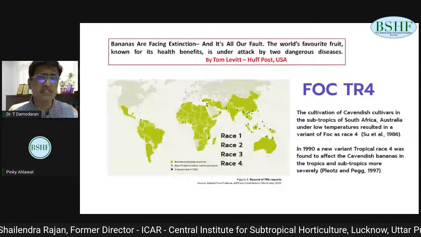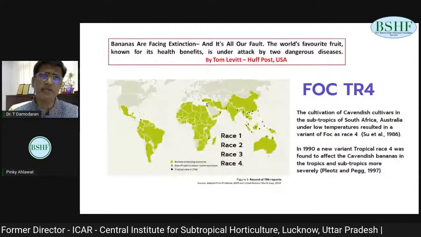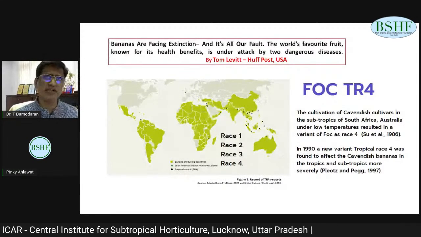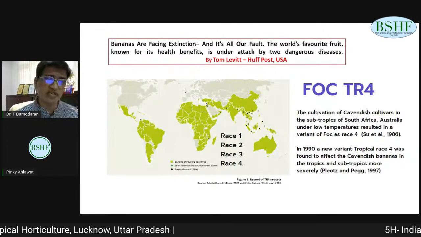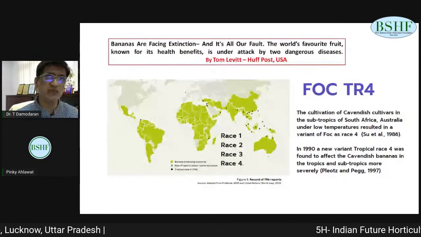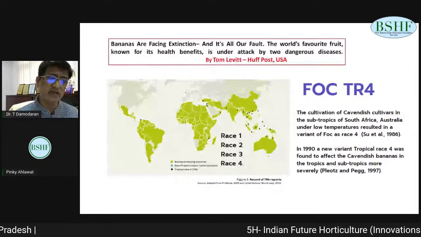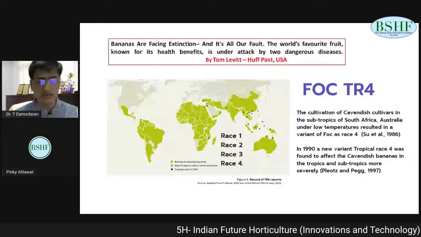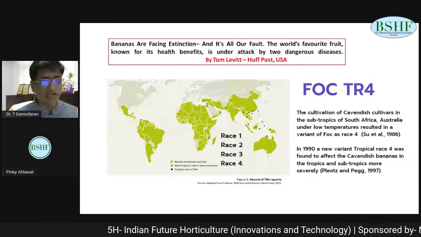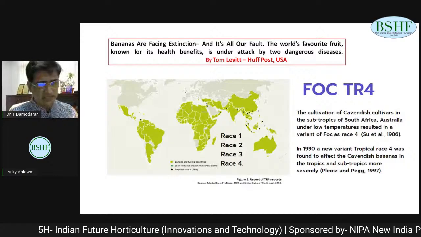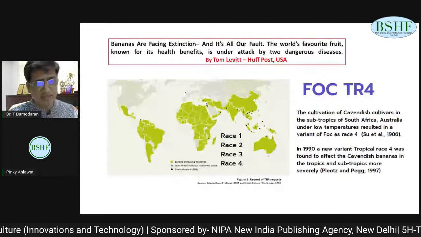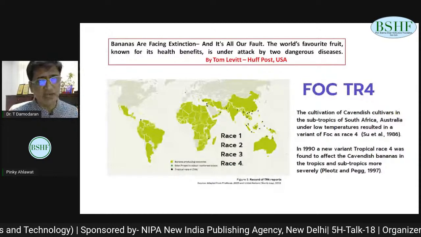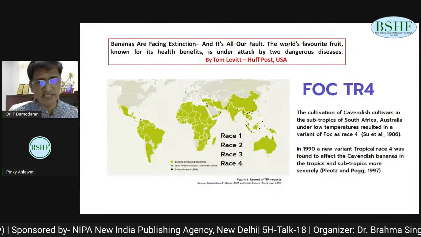But now the question comes, why are you focusing only on the subtropical banana industry and leaving the tropical banana industry? The comparative threat from race 4 for the Indian subcontinent is lesser than in the subtropical zone, because when we analyzed the entire climatic scenario data, Dr. Rajan and I were modeling the entire climatic scenario where tropical race 4 has been a very devastating thing.